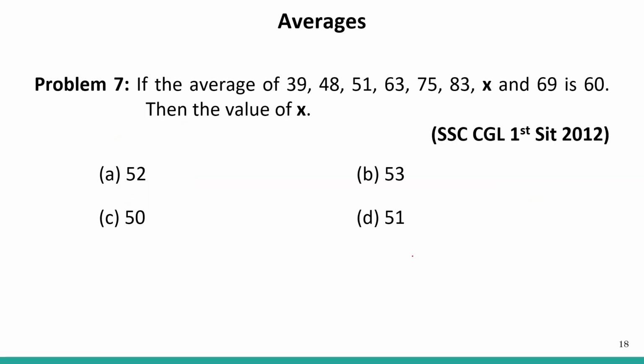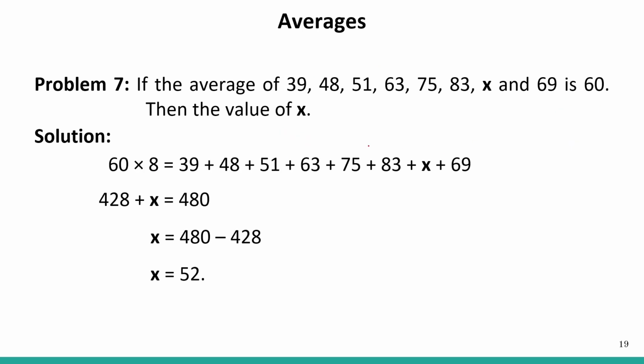Okay. So let's see problem number 7. If the average of 39, 48, 51, 63, 75, 83, x, 69 is 60, then what is the value of x? Is it 52, 53, 50 or 51? So this question has appeared in the SSC CGL first sitting 2012 paper.